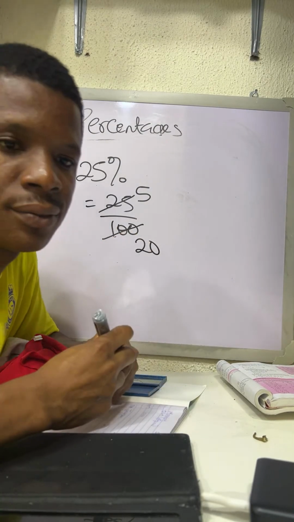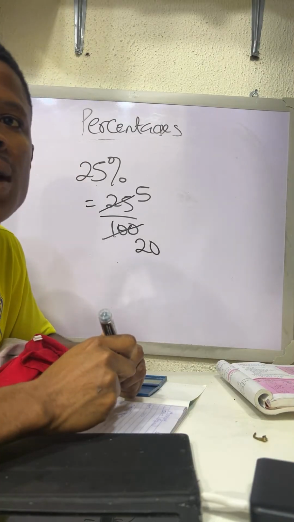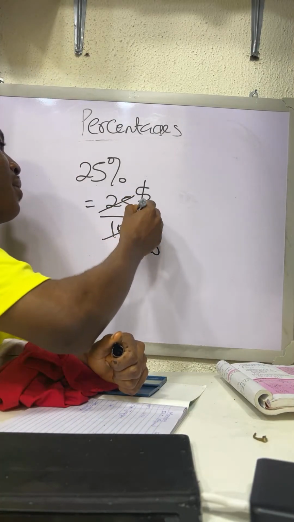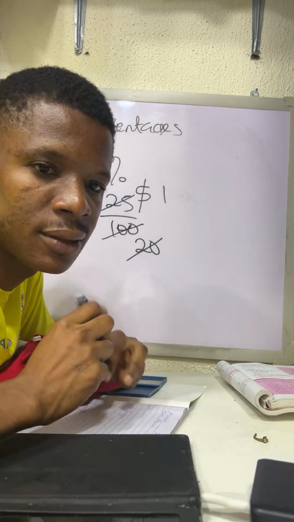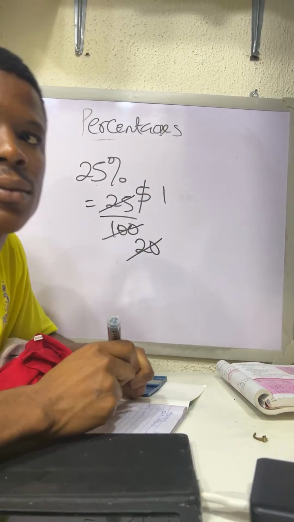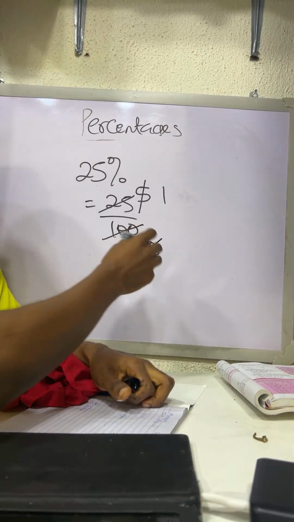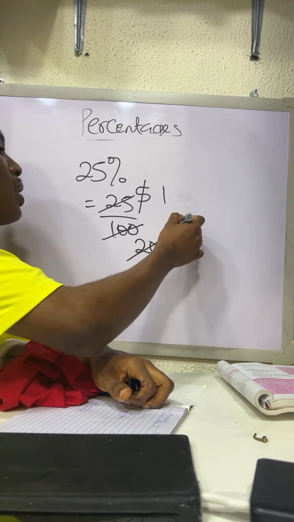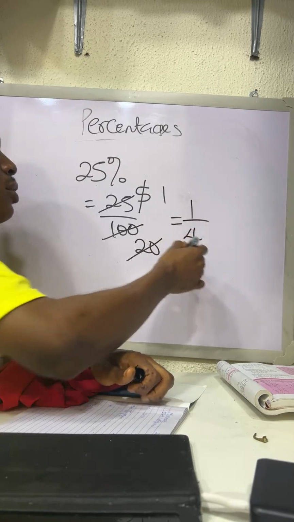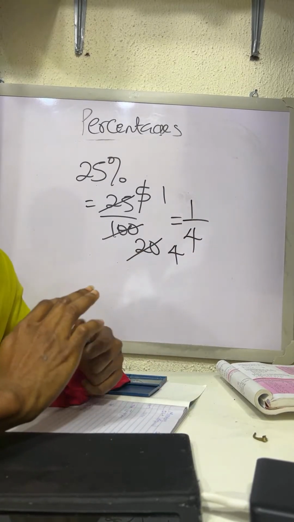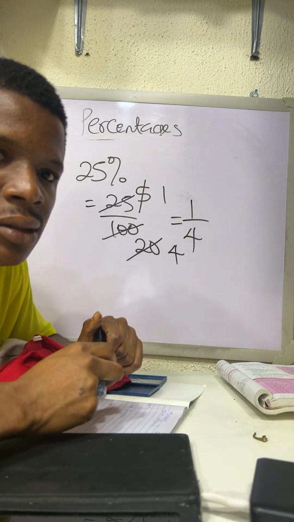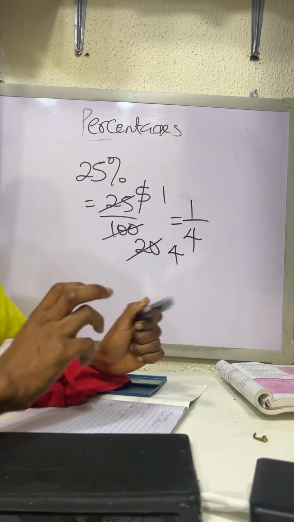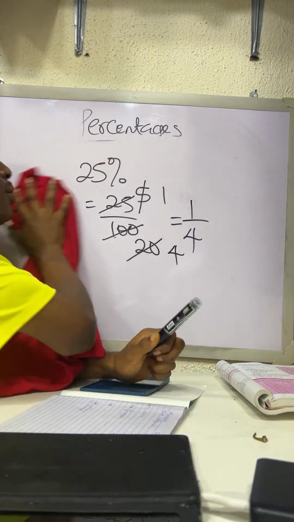Okay, the next one we'll look at is to divide again. 5 divided by itself is 1. If you divide 20 by 5, what do you get? You get 4. So the correct answer is a quarter. So 25% is the same thing as what? A quarter. Are you getting it? Okay, so this is very easy to do.